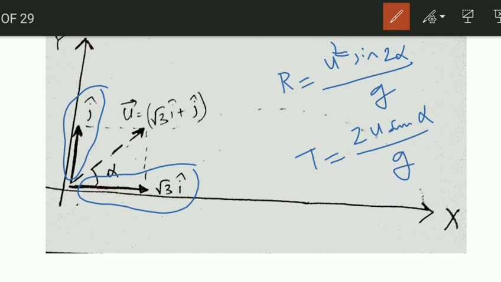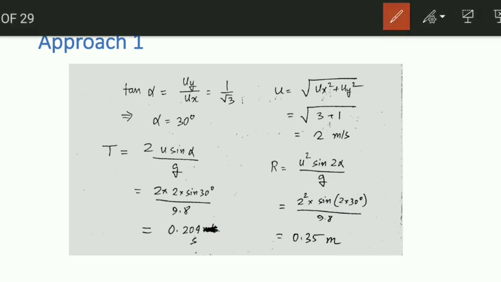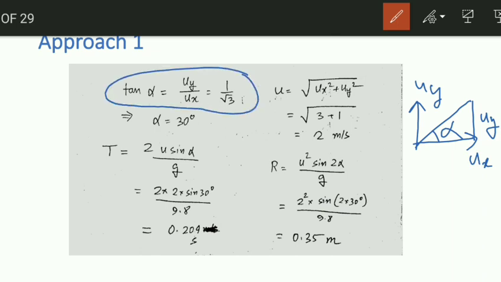Now if we want to solve it from these formulae, then you have to find out alpha, and the absolute value of u, and so on. So this is approach 1. Suppose we have been given ux, uy, and alpha. So tan α will be uy by ux, that is 1 by √3, because ux is √3 and uy is 1. So alpha is 30 degree.